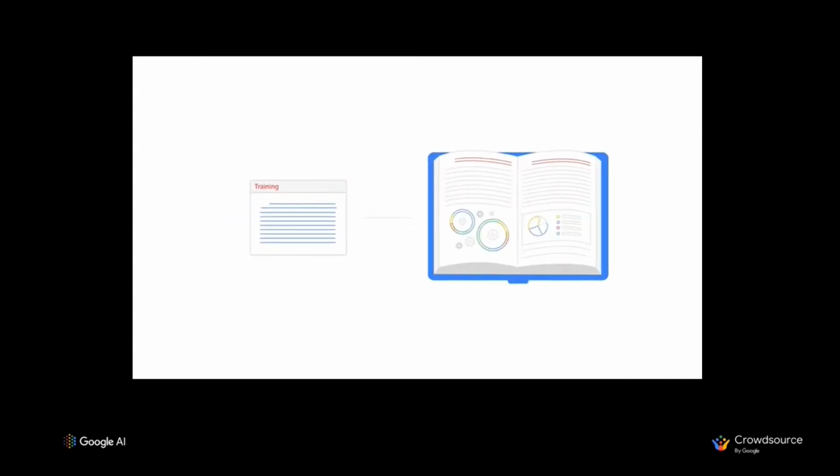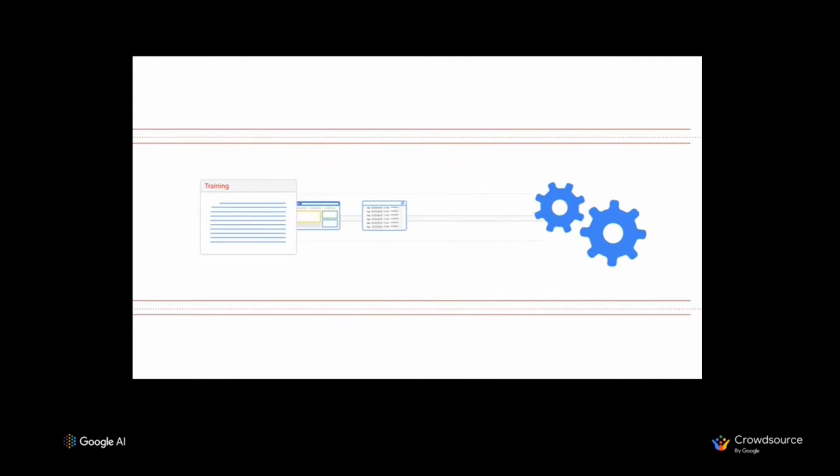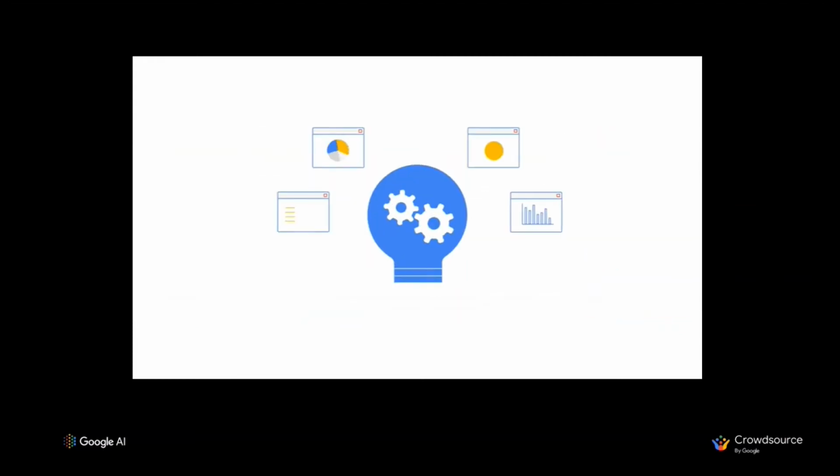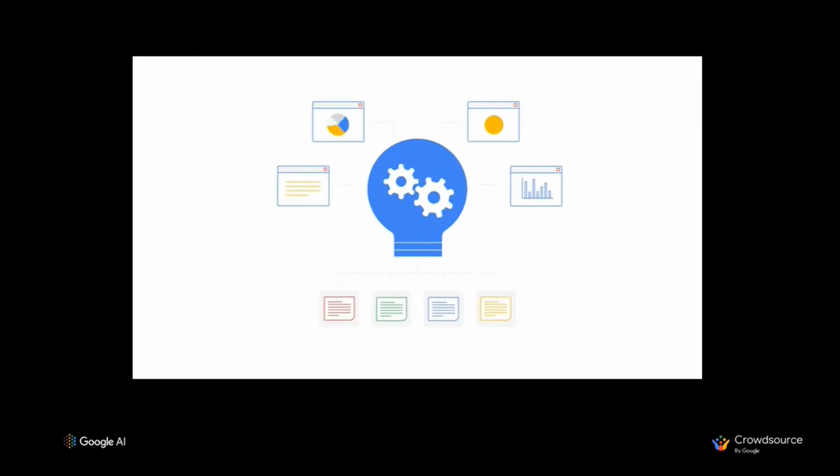The training set corresponds to lessons. Here, the model processes data for the first time. It starts to infer patterns in the data to help make predictions.